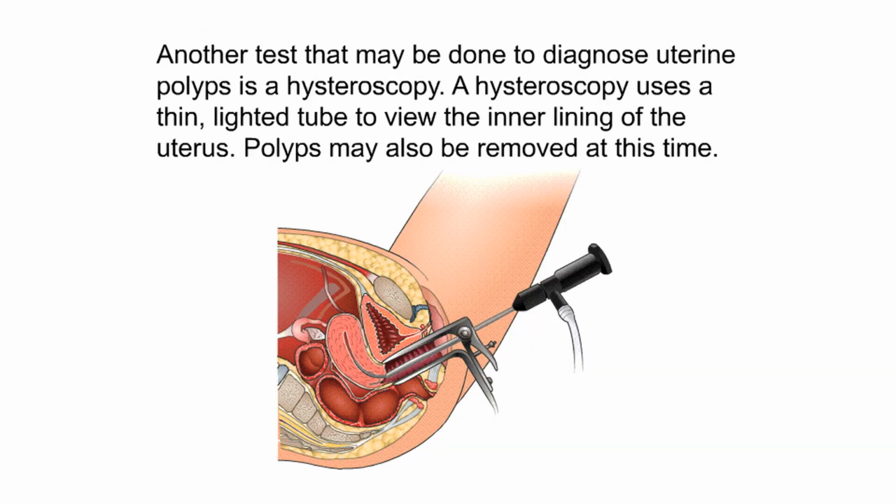Another test that may be done to diagnose uterine polyps is a hysteroscopy. A hysteroscopy uses a thin, lighted tube to view the inner lining of the uterus. Polyps may also be removed at this time.